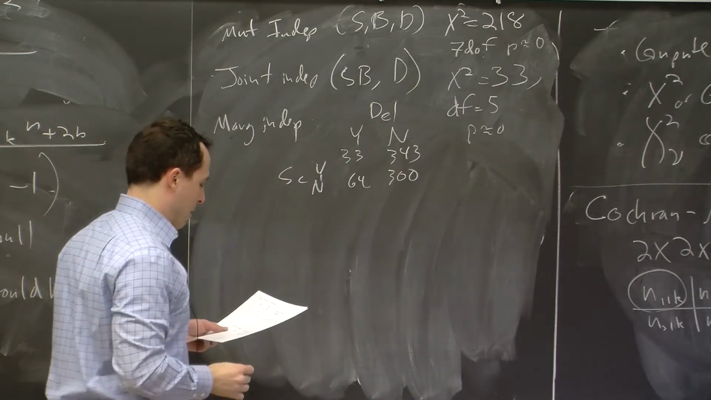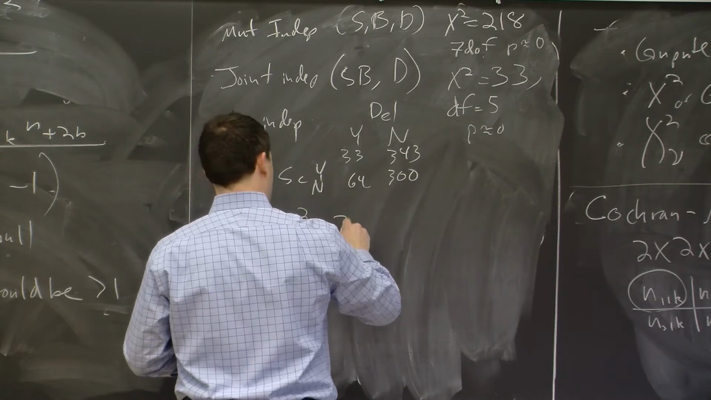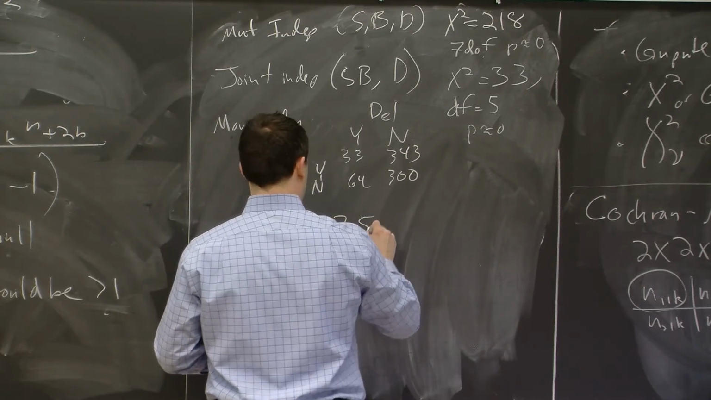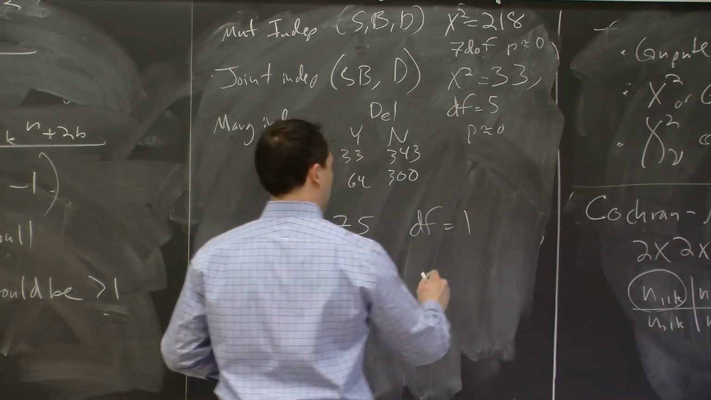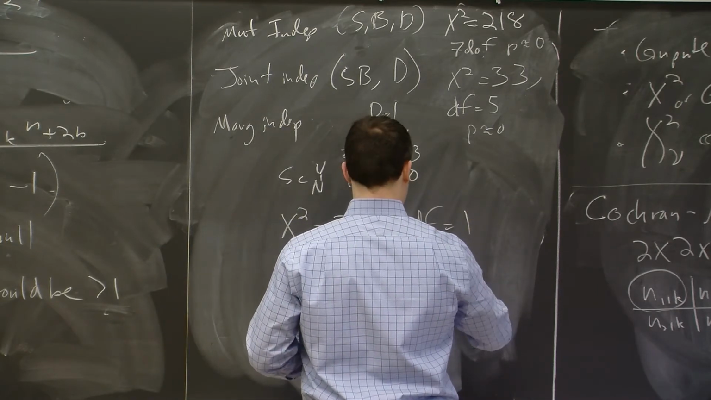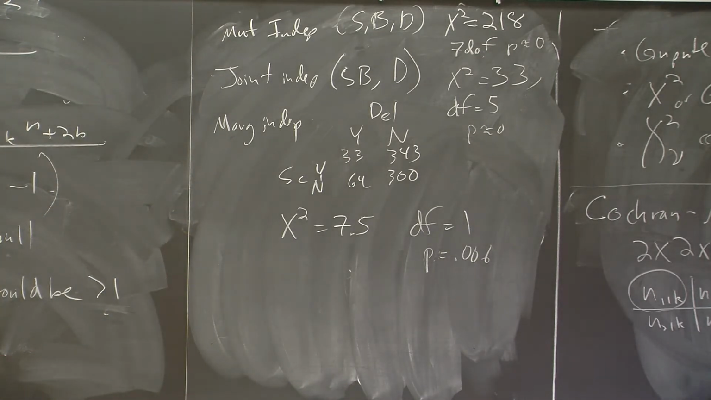And just test that for independence, which you can almost do in your head, but this one's going to be about 7.5 with 1 degree of freedom, and the P is 0.006, and so we can reject that one too.